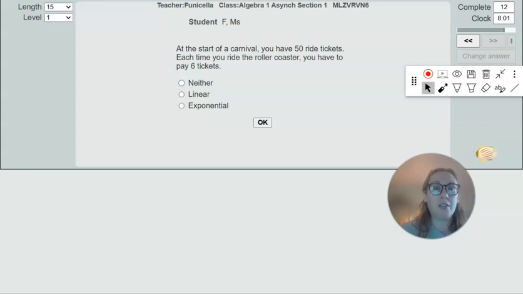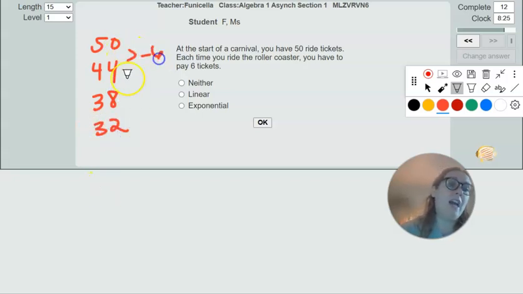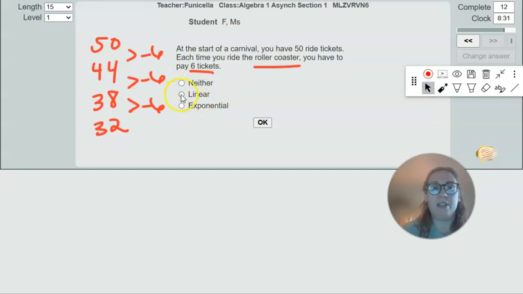At the start of a carnival, you have 50 ride tickets. Each time you ride the roller coaster, you have to pay 6 tickets. So if we're starting with 50, you ride the roller coaster once, that costs 6 tickets, so then you're at 44. You ride it again, then you're at 38. You ride it again, then you're at 32, right? Each time we're going down by 6 for that roller coaster price of 6 tickets. So this is linear.